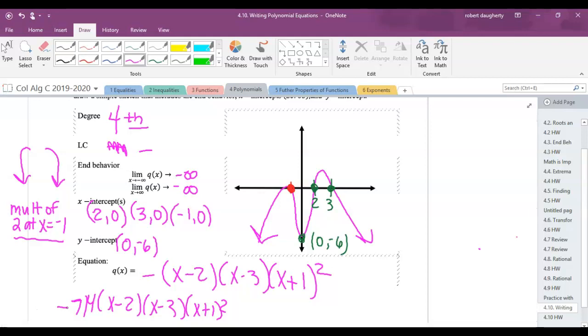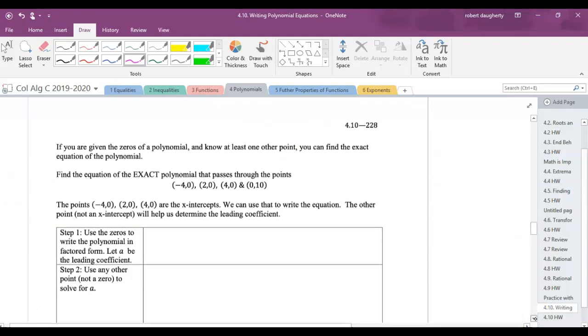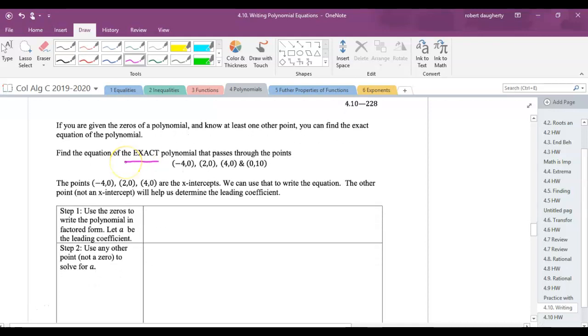Okay, so we've been finding possible polynomials. Anytime you have a question that says find the exact polynomial, that means I want the leading coefficient to be exact. And I have to give you a little bit more information to make that happen. If I give you all the zeros and one other point, I can ask you for the exact equation. So find the exact polynomial that passes through all of these points. These points right here are called what? X-intercepts.